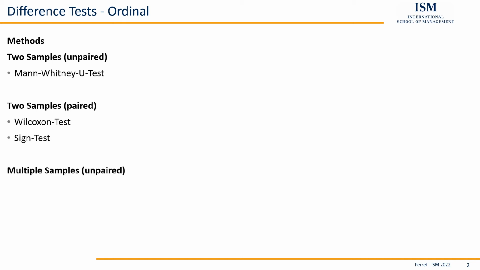That would first off be, for unpaired data, the Kruskal-Wallis test, which oftentimes is also considered the ordinal pendant to variance analysis, the classical one-factor variance analysis. And for paired data, we would have to use the Friedman test or the Kendall's W test.